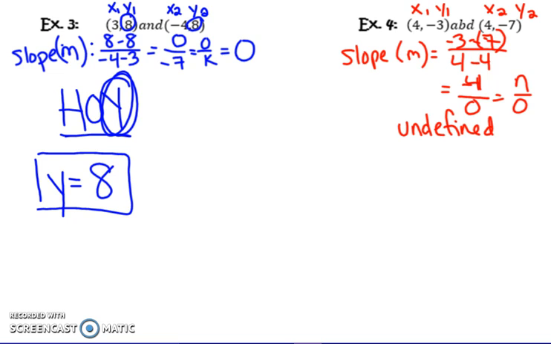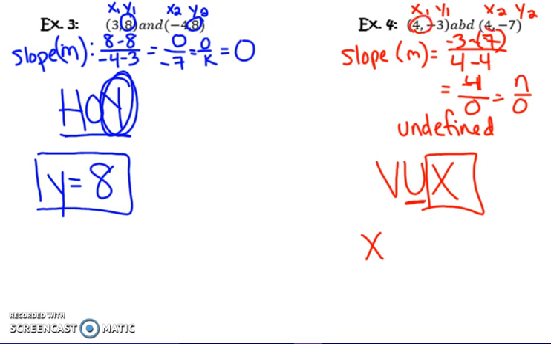Just because we have an undefined slope doesn't mean that we can't have an equation. If we talk about VUX, we have an undefined slope and an x equals equation. So if I look, both my x's are the same, so x is going to equal 4.